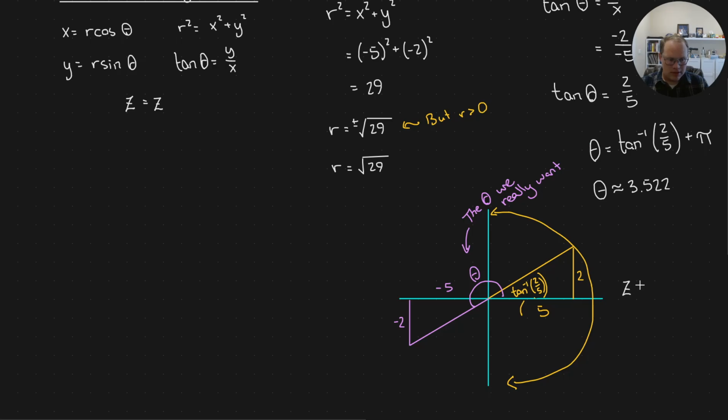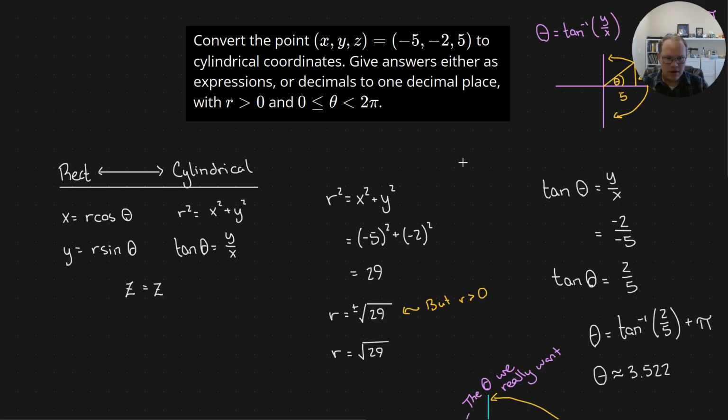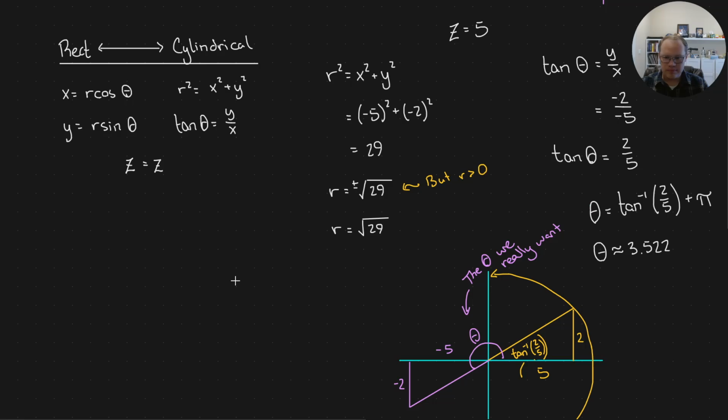So it's, I'll write it up here. It's 5 in rectangular coordinates, which means it'll also be 5 in cylindrical. So our final answer, our cylindrical coordinates, r theta z, is equal to our radius is square root of 29. Our theta, and I could write this as an approximation, but I actually prefer it to be exact. So I'll write arctangent of 2 over 5 plus pi. And our z value stayed exactly the same, it's 5.